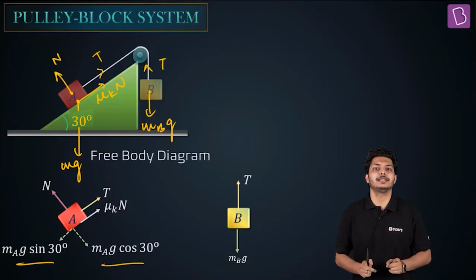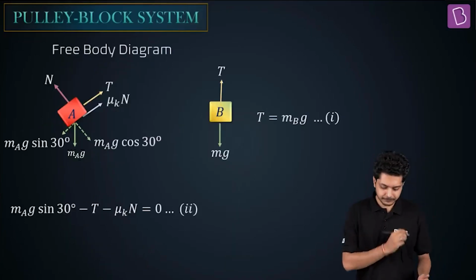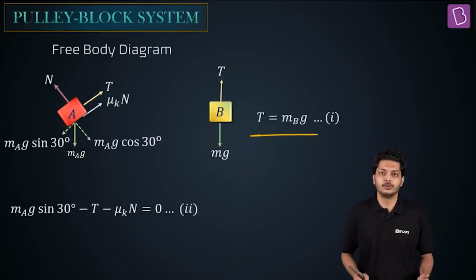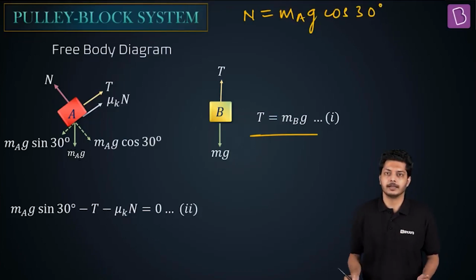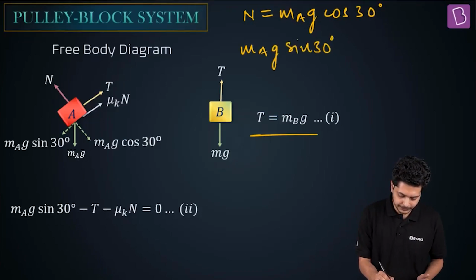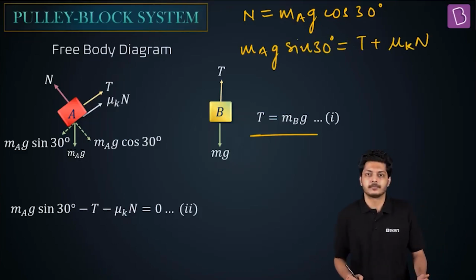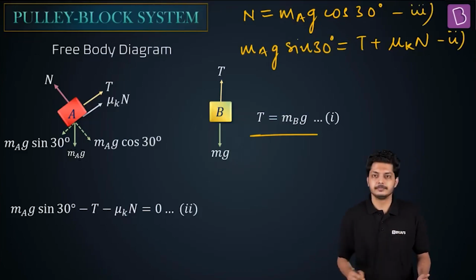Because both of them are moving with constant speed. Correct? So shall we write the equations? Yes. For block B, T is equal to mbg. For block A, in vertical direction we can say N is equal to mag cos 30 degrees. Right? In the x direction we can say mag sin 30 degrees is equal to T plus mu k times N. First equation, second equation, third equation, right?